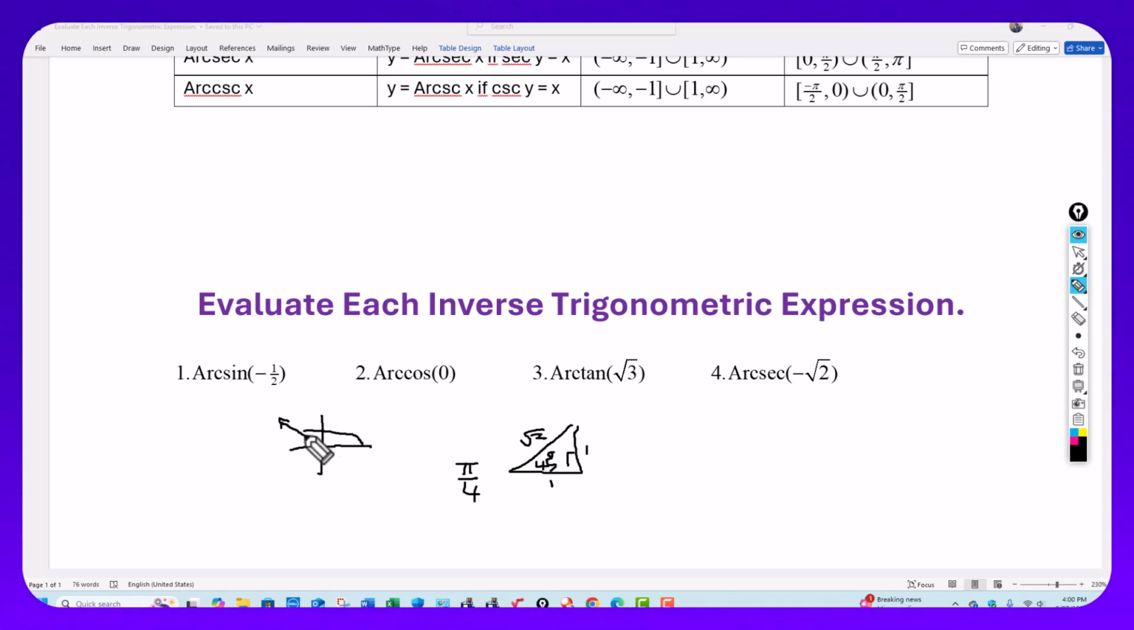So if I label this, it's not going to work over here because the answer is going to be positive. The secant of 45 degrees is the square root of 2 over 1. That's positive, but we want a negative. So if you look at this as your reference angle of π/4, then this angle in here is 3π/4. And in that quadrant, the secant is negative. So this has a value of 3π/4. And this represents the angle whose secant is negative square root of 2.